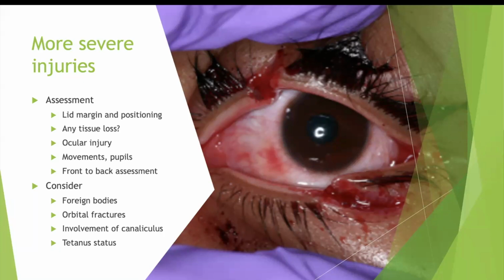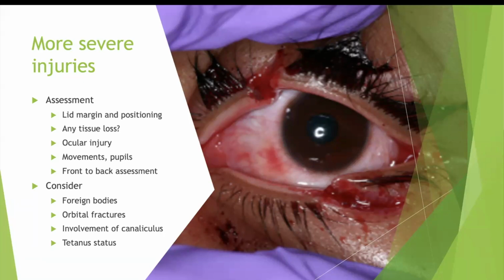Make sure that any of those injuries haven't extended to the back. What you want to consider, and what can sometimes catch you out, are things like foreign bodies. Sometimes foreign bodies can go through the lid and lodge themselves either into the globe itself or even behind the globe, and you may not know that those foreign bodies exist at first assessment. So having some sort of imaging to help you, like a CT scan, can be really helpful.